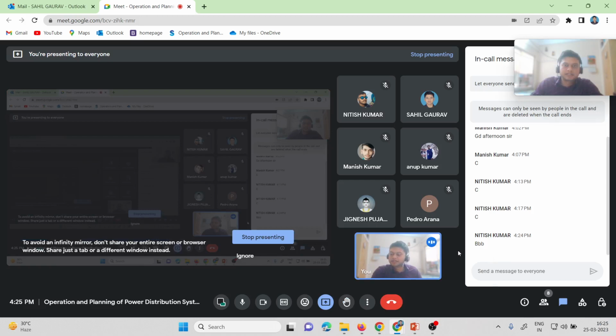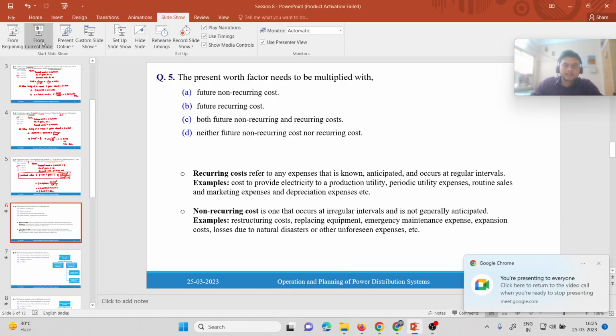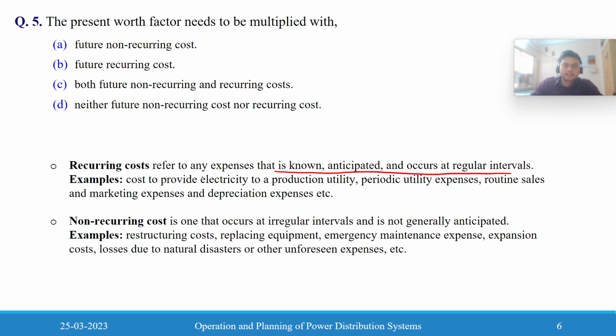Is it B? No, B is not the correct answer. So if you define recurring and non-recurring costs, recurring cost refers to expenses that are known, anticipated, or occur at regular intervals, and non-recurring cost occurs at irregular intervals, is not predictable and is not generally anticipated.